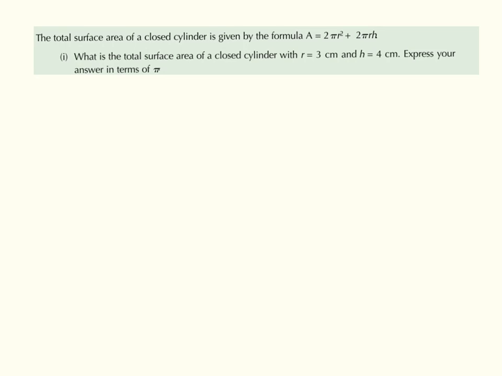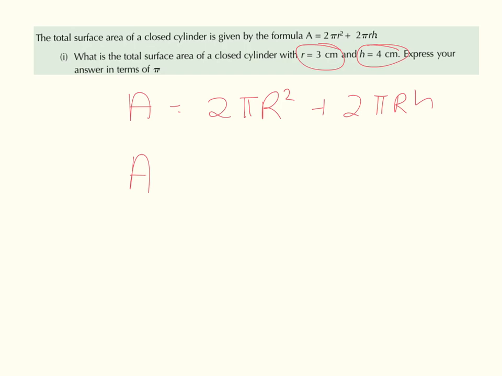Okay, so my formula is A equals 2 pi r squared plus 2 pi r h. I'm told that r, the radius, is 3 centimetres, and h, the height, is 4 centimetres, so I can now enter that in. Area is equal to 2 pi r squared, which is going to be 3 squared, plus 2 pi r, which is 3, times h, which is 4, and keep everything in brackets to make sure that you're on the right track. So work out the brackets here.